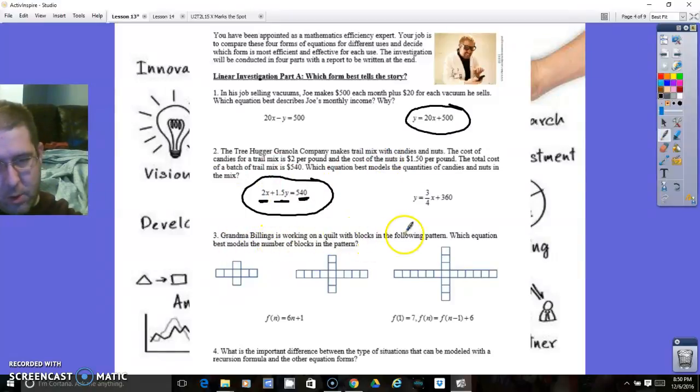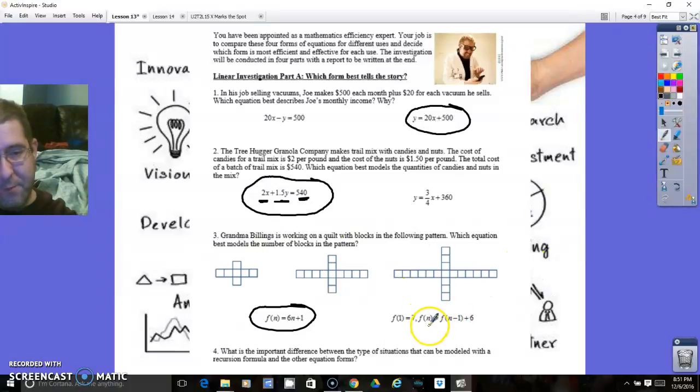Grandma Billings is working on a quilt block. Which equation best models the number of blocks in this pattern? To me, the one that best represents the number of blocks in the pattern is this one, which is the y equals mx plus b. This one is the exact same thing. The first term is 7 blocks, and every term after that is found by adding 6 blocks, adding 6 blocks, adding 6 blocks.